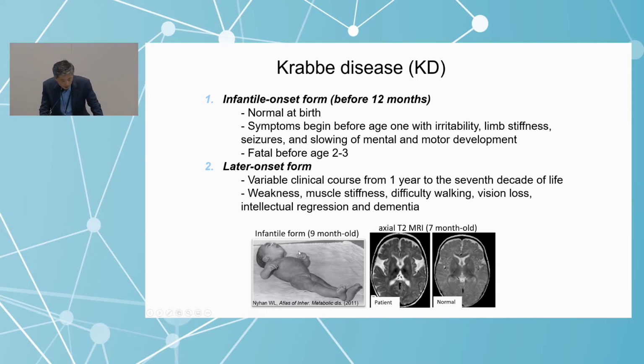This is a 9-month-old infantile form Krabbe baby. You can see some spasm of muscle and clenching of both hands. And this is the 7-month-old MRI with the control. You can see some volume loss and typical abnormalities in the thalami.